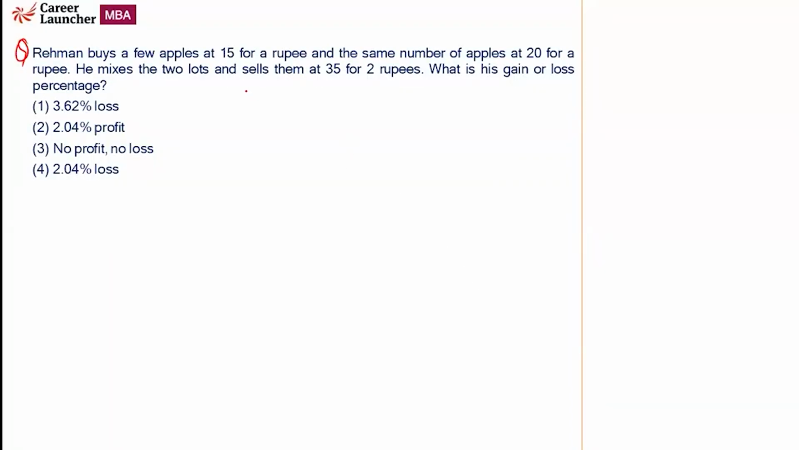Any answer? 15 apples for ₹1. 20 apples for ₹1. I want a number which is equal for both of them. Tell me a number which is a multiple of both 15 and 20. Take 60. 15 times 4 is 60, 20 times 3 is 60.